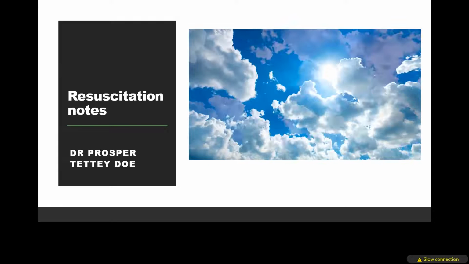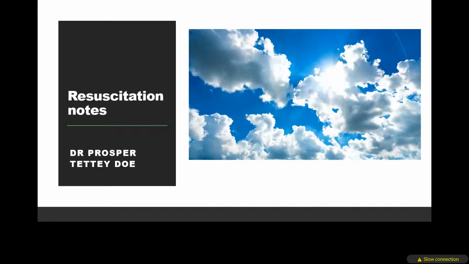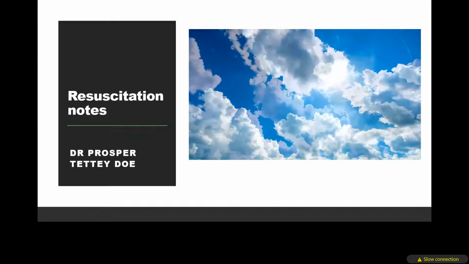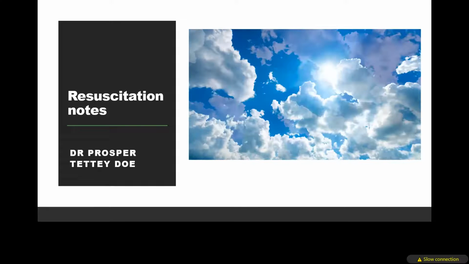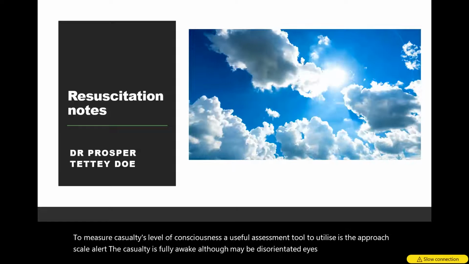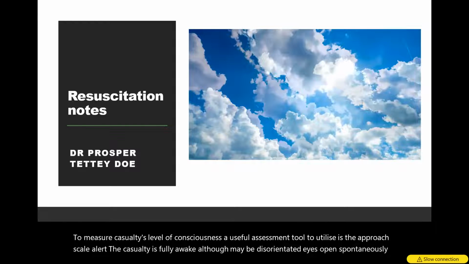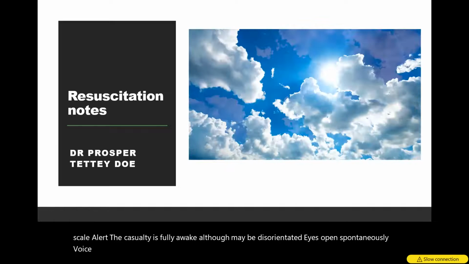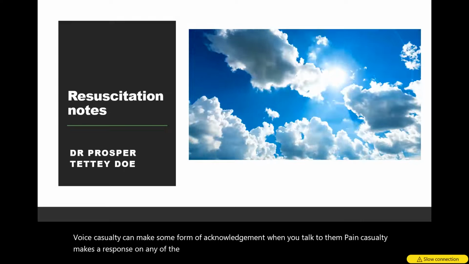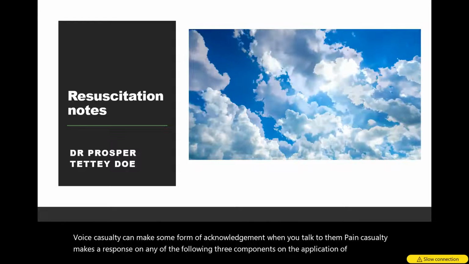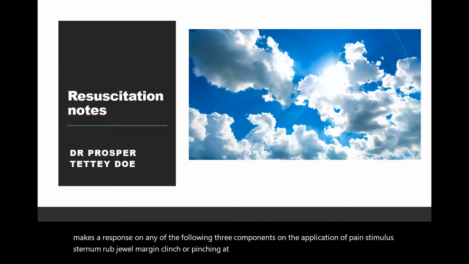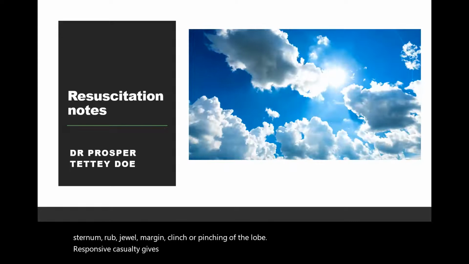Levels of response. To measure a casualty's level of consciousness, a useful assessment tool to utilize is the AVPU scale. Alert: the casualty is fully awake although may be disorientated. Eyes open spontaneously. Voice: the casualty can make some form of acknowledgement when you talk to them. Pain: the casualty makes a response on any of the following three components on the application of a pain stimulus: sternum rub, jaw margin clench or pinching at the earlobe. Unresponsive: the casualty gives no evidence of response to any of the stimuli.